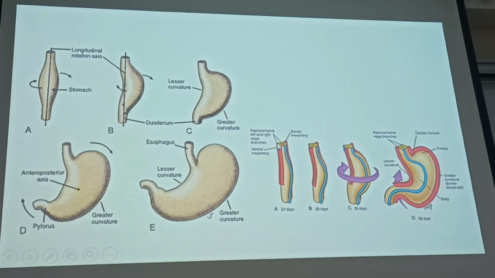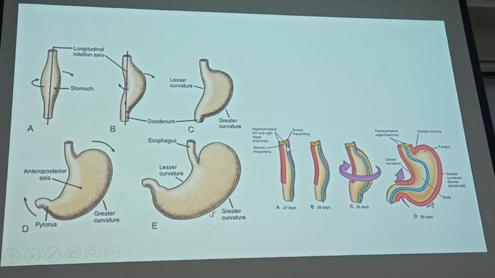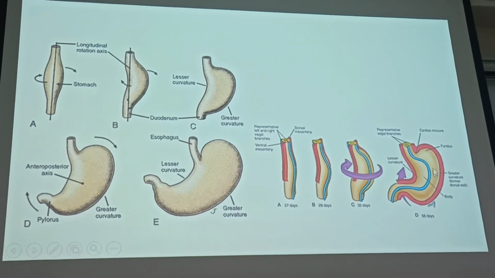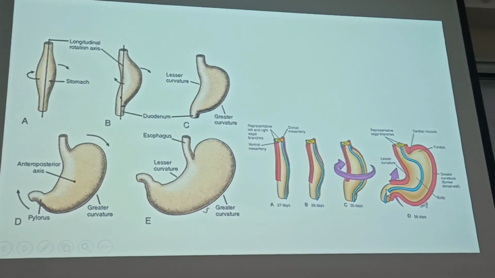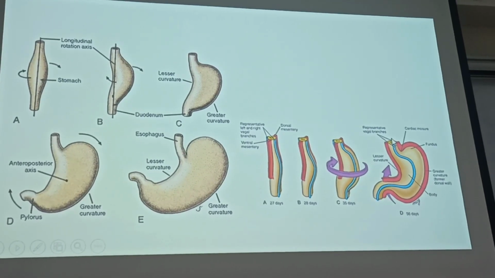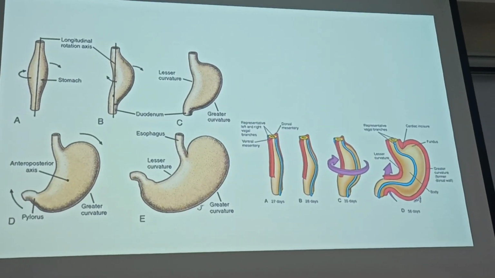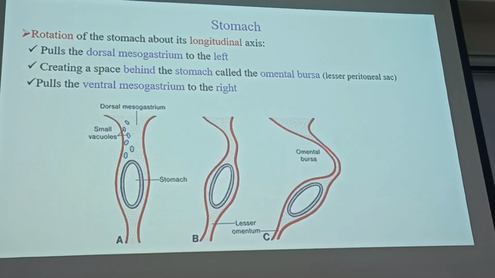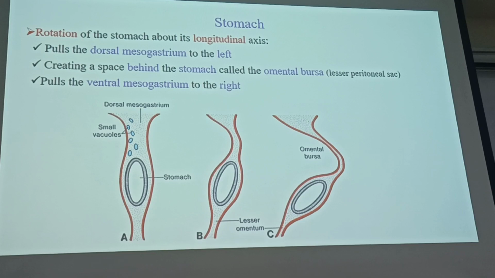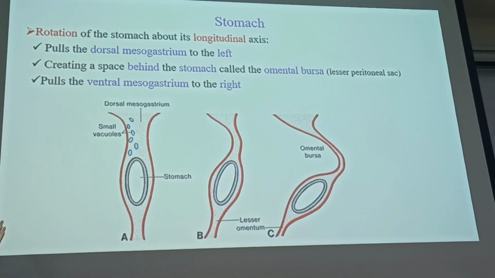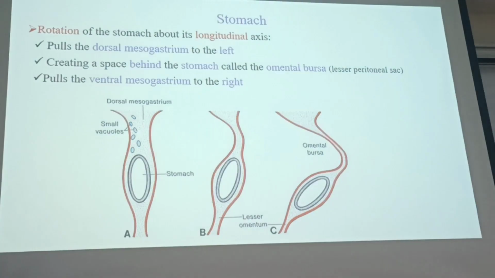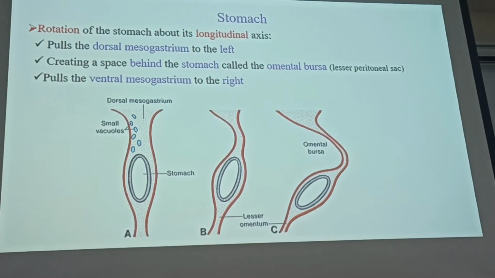Right vagus nerve is here, left is here. After rotation, finally you can see left vagus nerve in the anterior surface and right vagus nerve in the posterior surface. Okay? Again, in this picture, you can see the longitudinal rotation of the stomach.